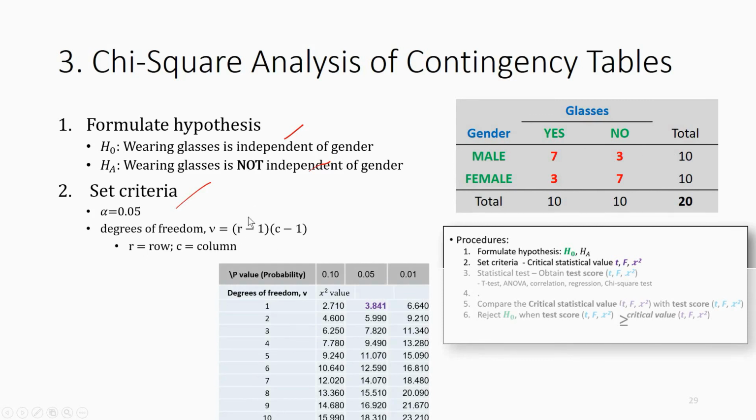So for the first variable, 2 categories, 2 minus 1 is 1 for the row. For the second variable, 2 categories, 2 minus 1 is 1. So 1 multiplied by 1, that is 2 minus 1 multiplied by 2 minus 1, so 1 times 1 is equal to 1. So your degree of freedom is 1. Then you refer to your table and check the critical chi value which corresponds to your alpha and also the degree of freedom. Then you get your critical chi.